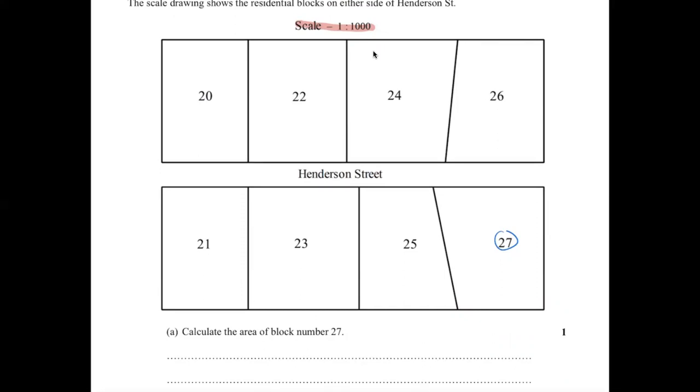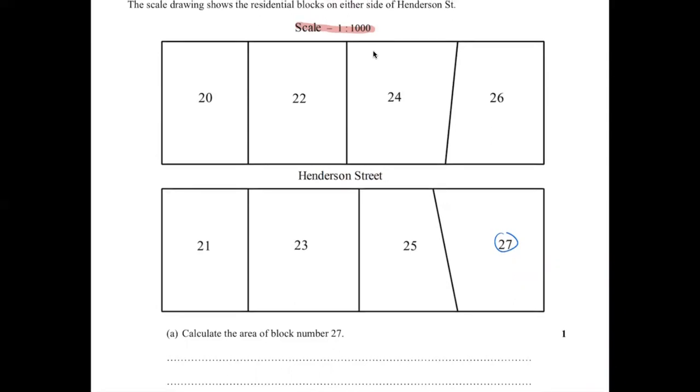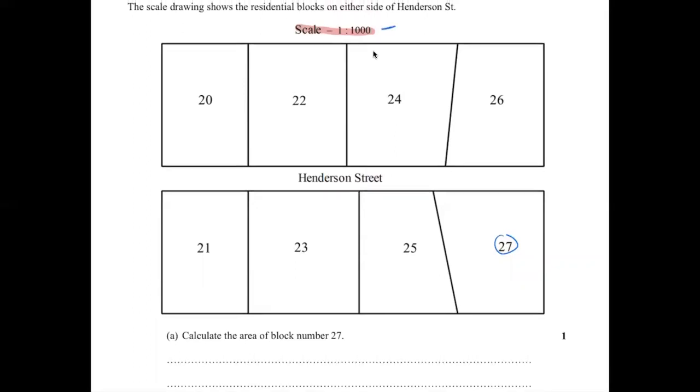What that means is in the exam, you have to take your own ruler, measure it yourself, and then use the scale to generate the measurements that would occur in real life. So here's where we need to understand what this scale actually says. This is a scale of 1 to 1,000. That means every 1 centimeter that I measure in my diagram will be 1,000 centimeters in real life.